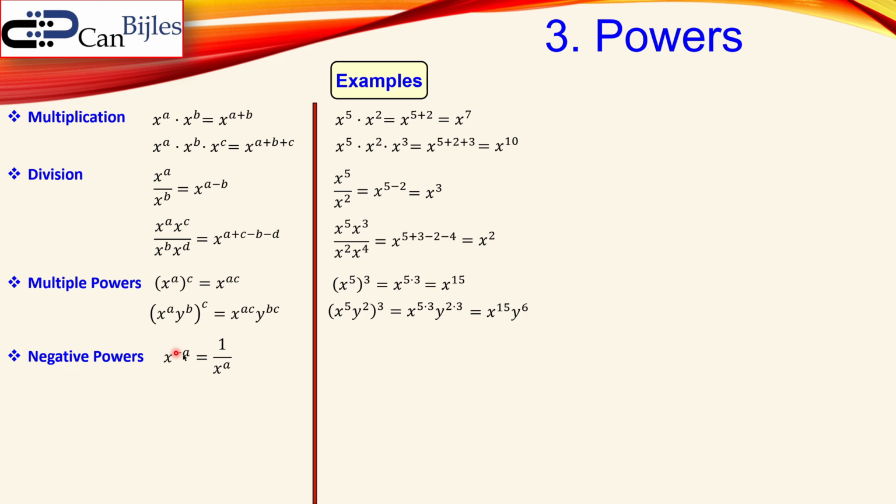Negative powers, so these are also important and most often encountered. So x to the power minus some number can be also written like 1 over x to the power of the positive of that number. So if this is, for example, x to the power minus 4, it will be then 1 over x to the power plus 4. You can of course reverse the process.